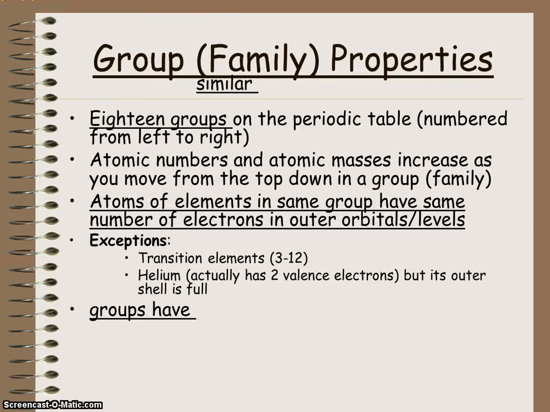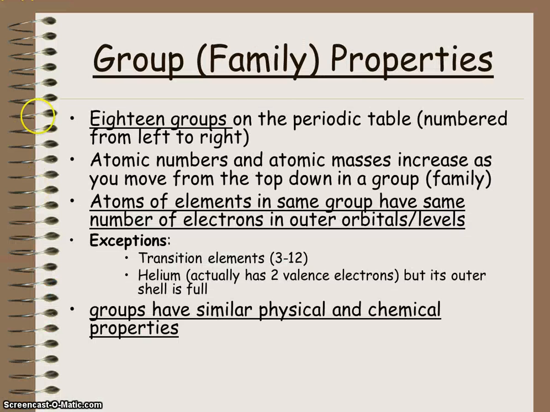All right, once again, groups or families. There are 18 groups or families on the periodic table. They are numbered from the left side to the right side. As you move down that column, the atomic numbers and the atomic masses increase. As you move from the top of the periodic table to the bottom, the elements get heavier and they have more protons.